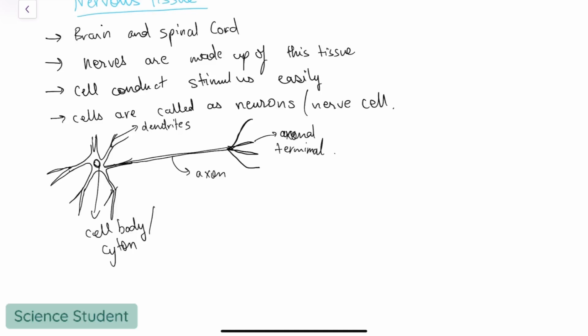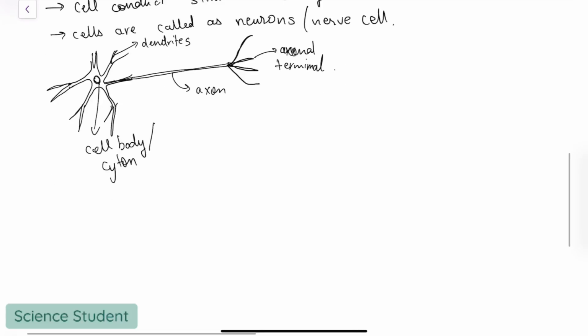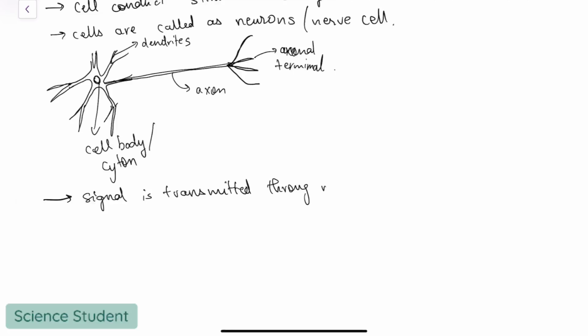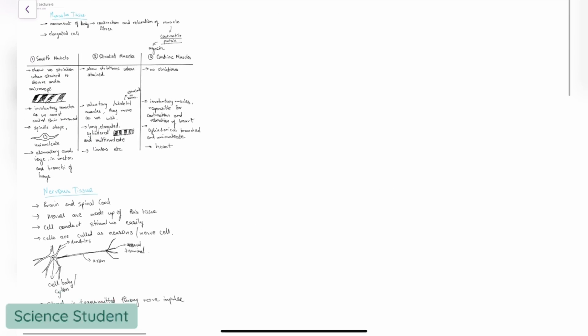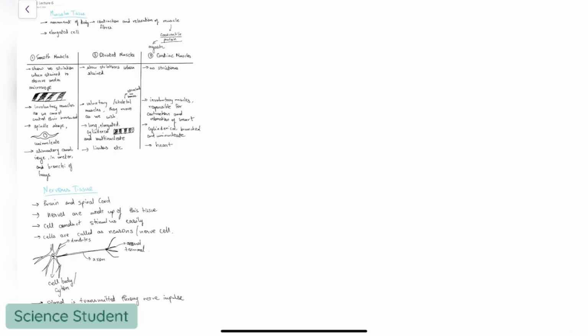This signal is transmitted through nerve impulse. So this was the nervous tissue and the muscular tissue. So here our chapter tissues ends.